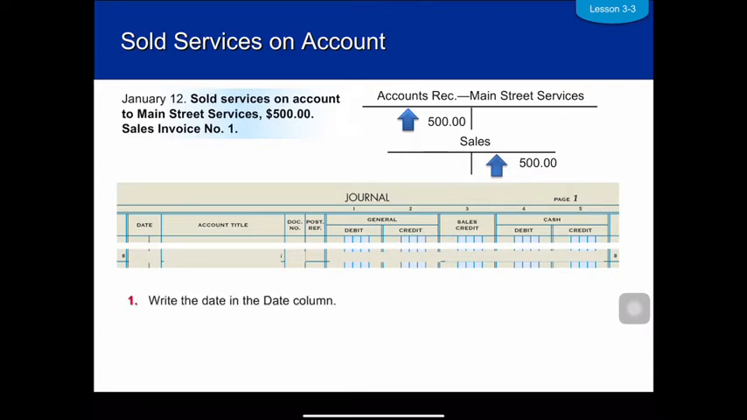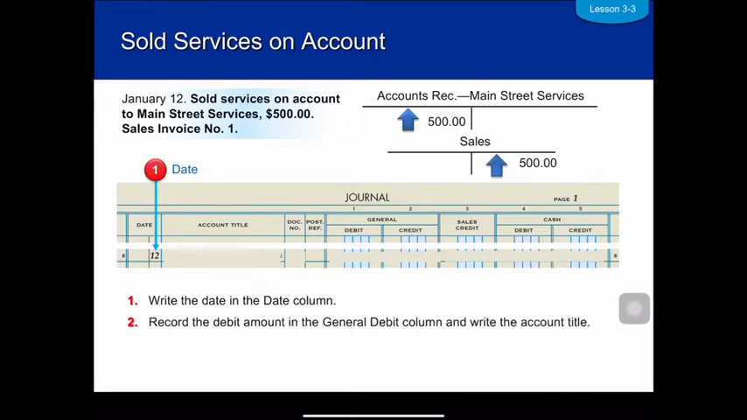Going through the steps again, number 1 is to write the date. The date is the 12th. The debit part, if you look up here, we have a debit to our accounts receivable, Main Street Sales. We don't have a special amount column for it, so it will go into our general debit, $500. Again, anytime we write something in our general debit or credit, we must write the account title in the account title column.